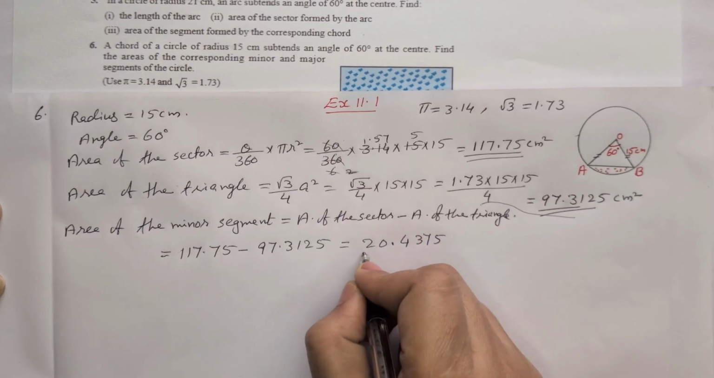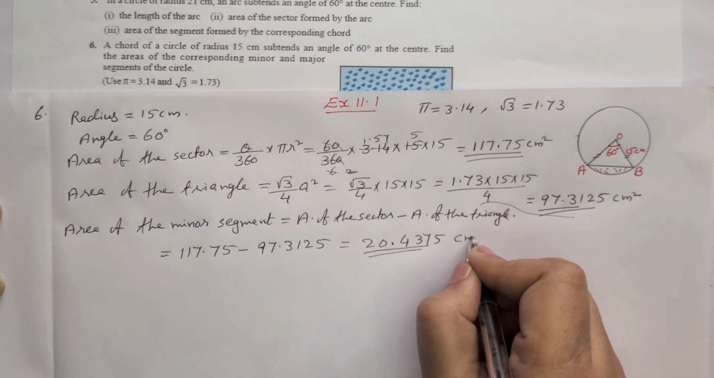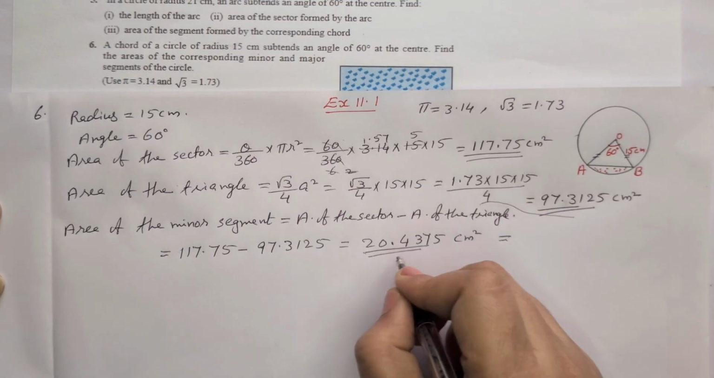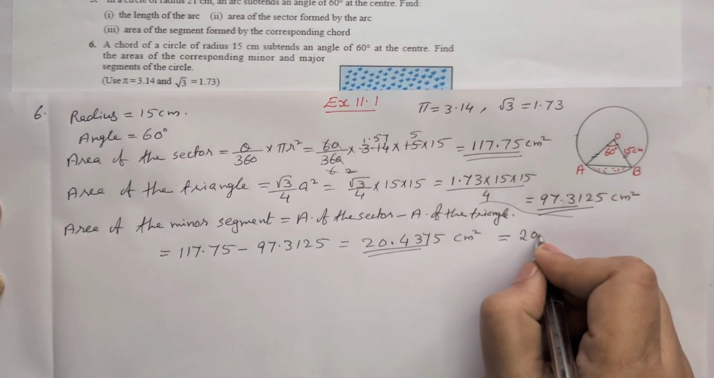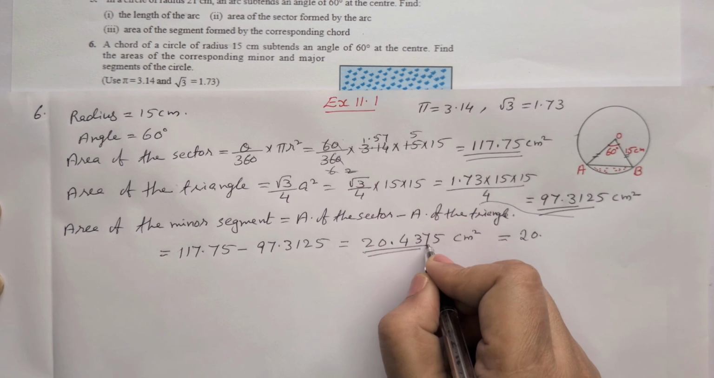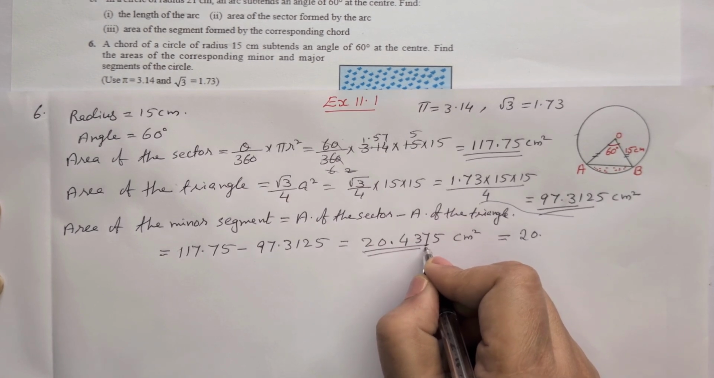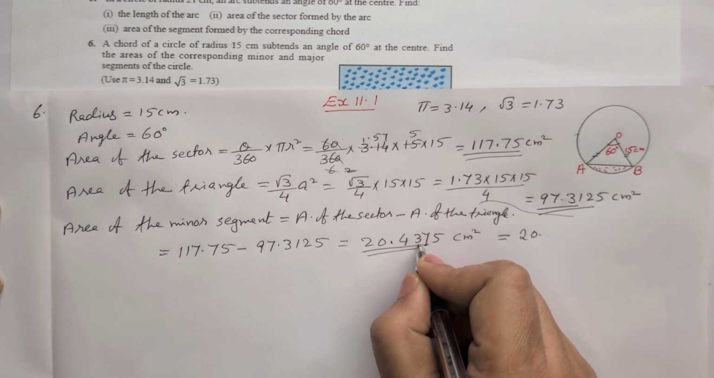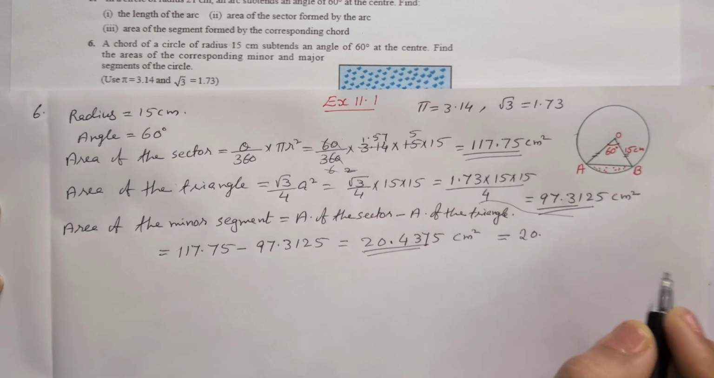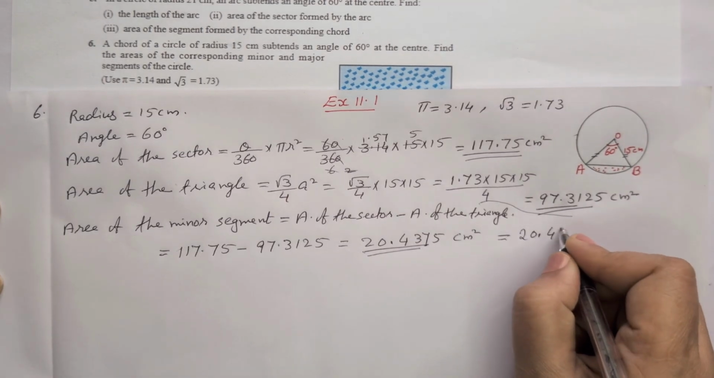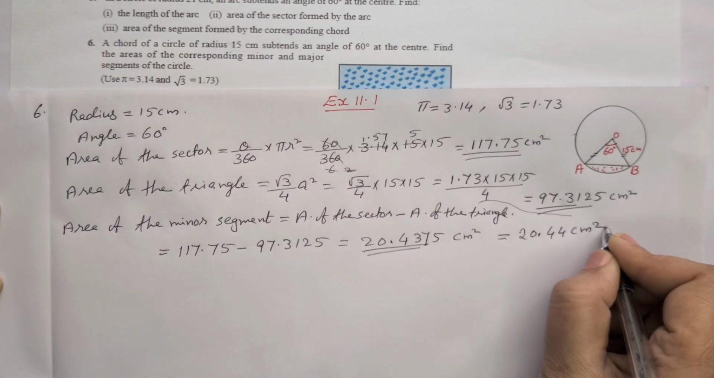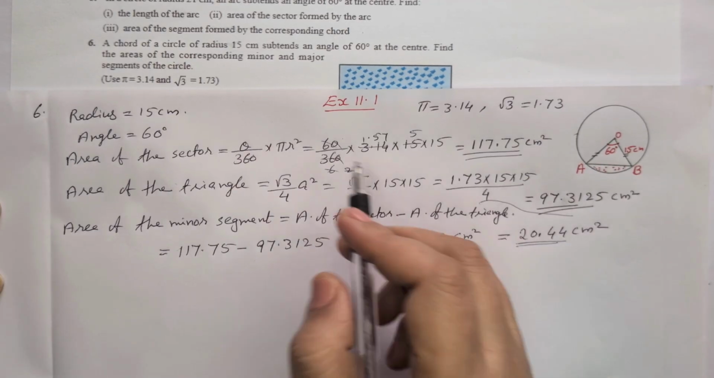20.435 centimeter square. This we can round for two decimal places. If the third digit is 5 or more than 5, we have to add 1 to the previous digit. So it will come 44. 20.44 centimeter square. First part is over.